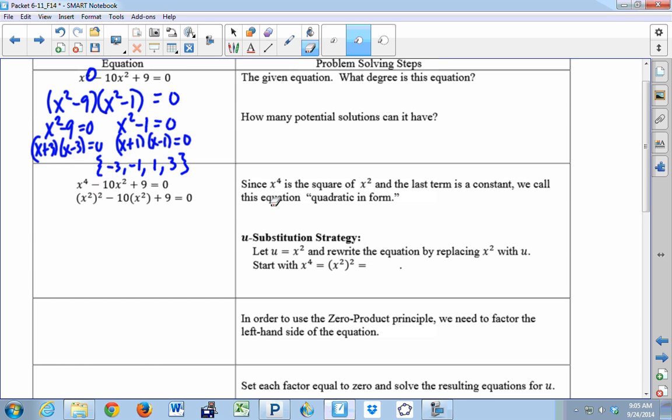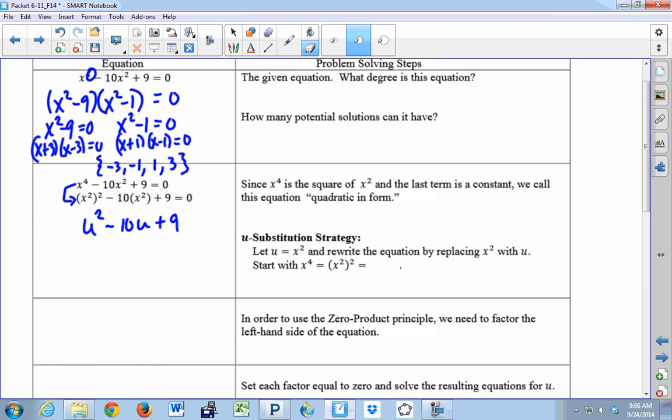So basically they say, I don't like seeing x to the 4th minus 10x squared plus 9. I really would like it to say something squared. So basically you say, what do I square to get x to the 4th? And that is x squared. So wherever you see x squared, you're going to replace it with u. So notice my first term here can be written as x squared squared. So that's going to be the same as u squared. So you're just letting x squared be the variable u.